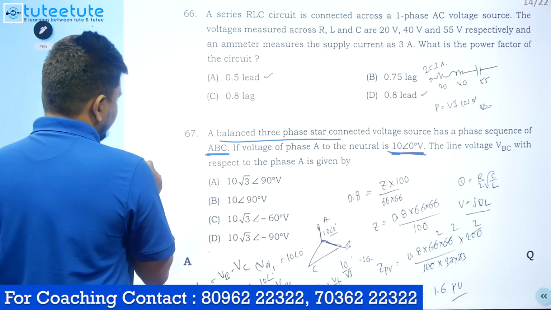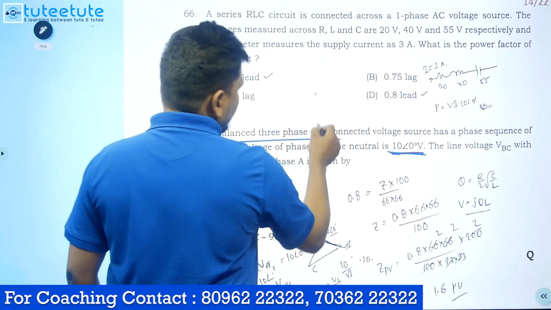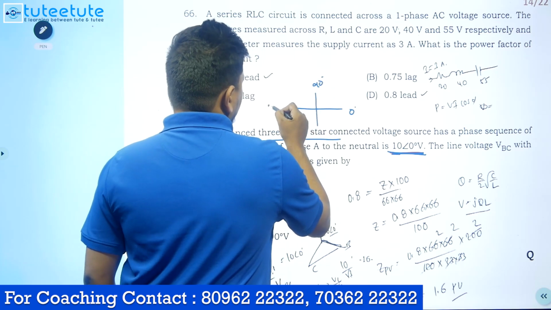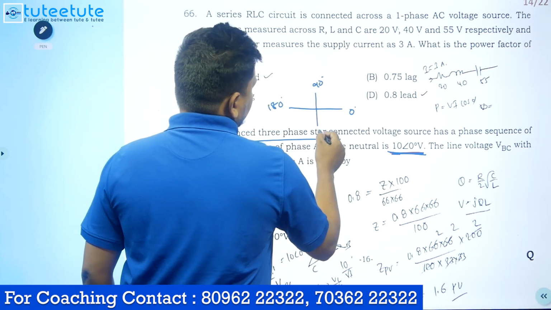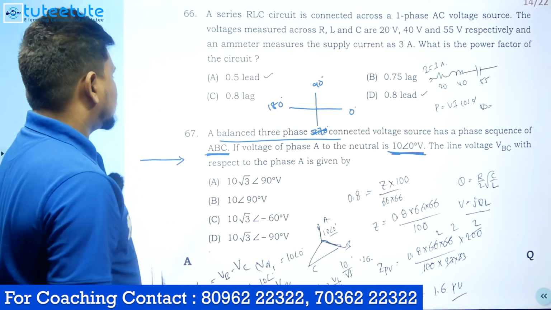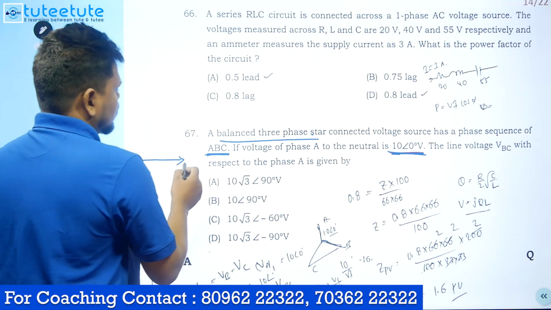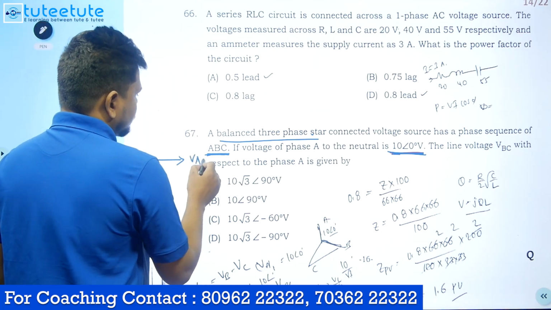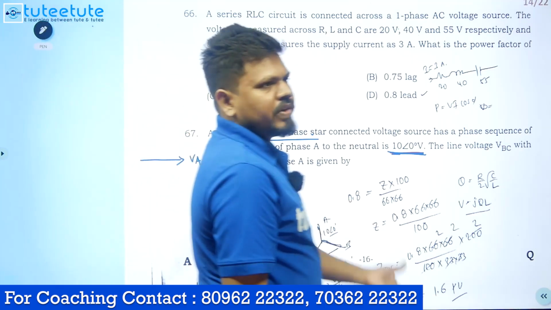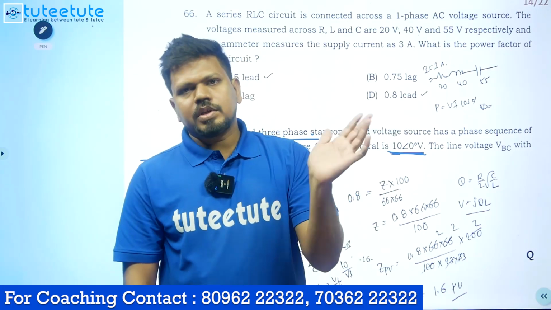So let's represent 10 at an angle of 0. I am representing it in a normal coordinate system. This is 0 degree, this is 90 degree, this is 180 degree, and this is 270 degree, and again 360. Based on this only I am drawing. That's why I am mentioning 10 at an angle of 0 here. So this is VA. Next, after 120 degree, they have given the phase sequence as ABC, right? That means first A, after that B, after that C.